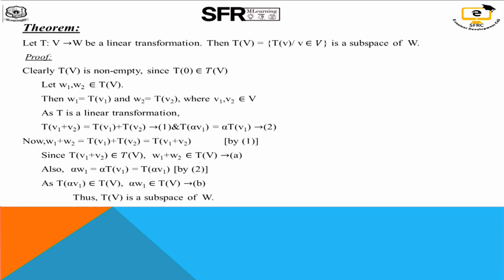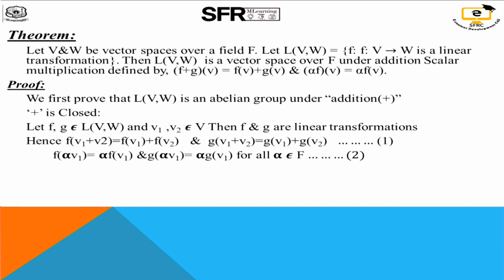Now from the three conditions, T of V is non-empty, and by A, W1 plus W2 belongs to T of V, and by B, alpha W1 belongs to T of V. Now T of V is a non-empty subset satisfying closure under addition and also scalar multiplication. Thus we say that T of V is a subspace of W. Then the next theorem plays an important role in linear algebra.